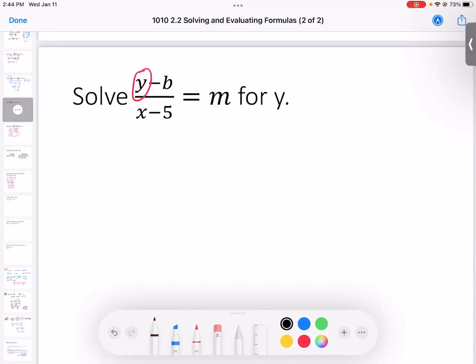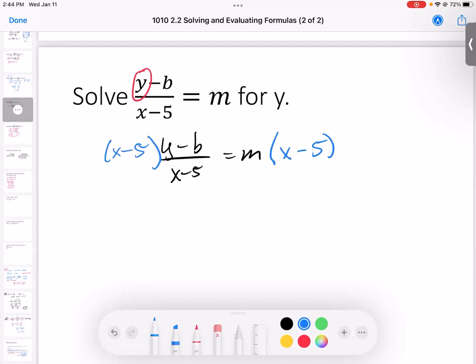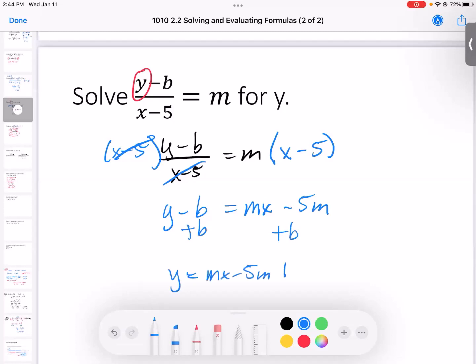So let me rewrite this problem real quick. We would multiply both sides by the number x minus 5, because when I multiply by the number x minus 5, this and this will cancel out. And that gives me y minus b equals, on this side, m times x is mx, m times negative 5 is negative 5m. And then to get y all the way by itself, I would add b to both sides. And so y equals mx minus 5m plus b.